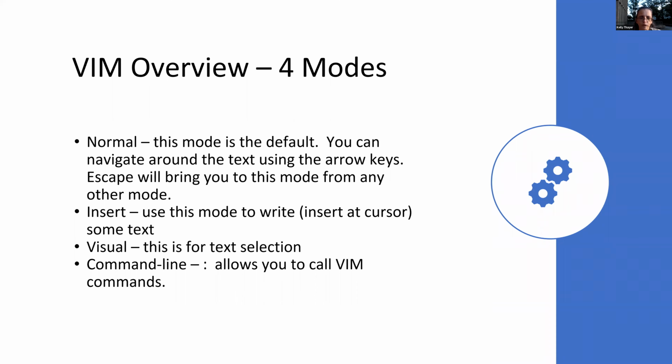You need to choose one of the other modes, such as insert. This is the mode you would most commonly use to do writing. It would insert at the cursor, and you can then type your text. Visual is for text selection. So one might, for example, begin in normal mode, then make a selection in visual mode, and then go to insert mode in order to actually write your text in. There's also the command line, and this allows you to call Vim commands.